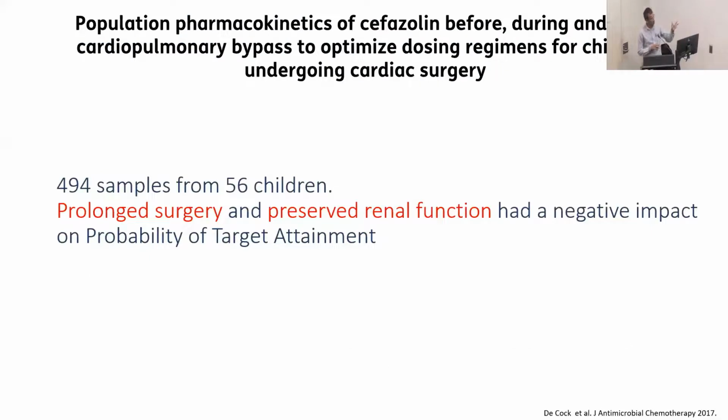And this paper, which is relatively recent, I would call it, 5 years ago, looks at 56 children, and they find, as one would expect, that if you have been on bypass for longer, or you have a preserved renal function, then your probability of target attainment is lower. It fits, but this is the first step towards where we want to get to, which is to precisely dose. I'm already talking about the next talk, aren't I?